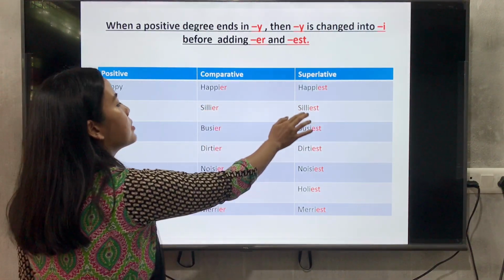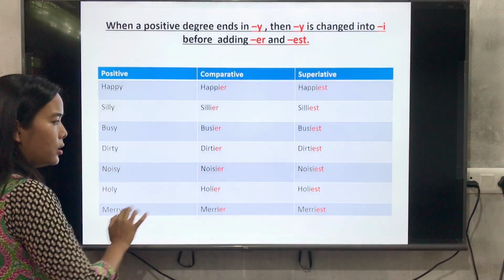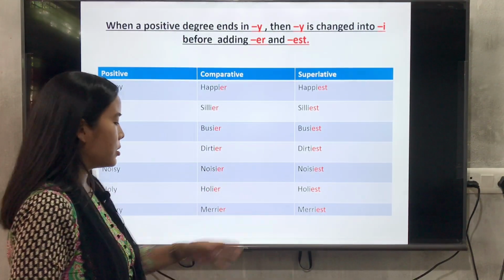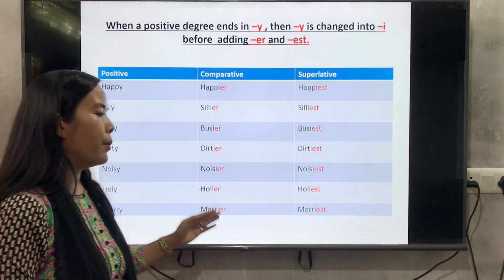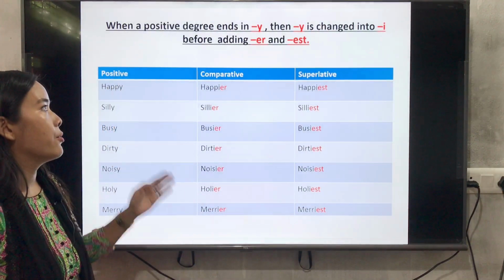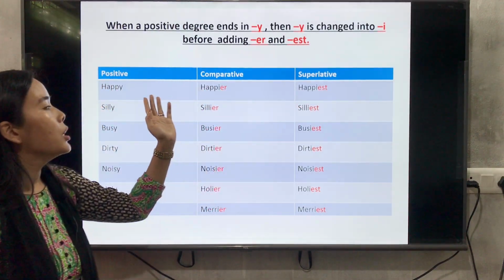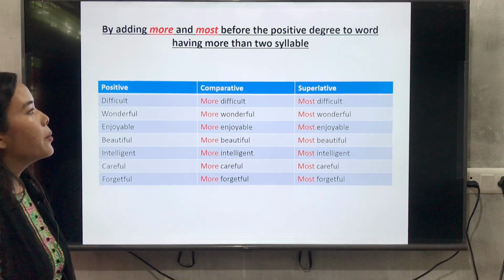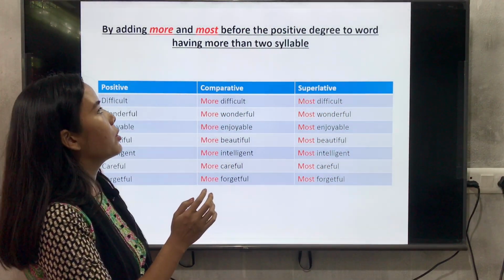Silly, sillier, silliest. Busy, busier, busiest. Dirty, dirtier, dirtiest. Noisy, noisier, noisiest. Holy, holier, holiest. Merry, merrier, and merriest, okay? Here you need to change letter Y into letter I, then add ER and EST to make it into comparative and superlative respectively.